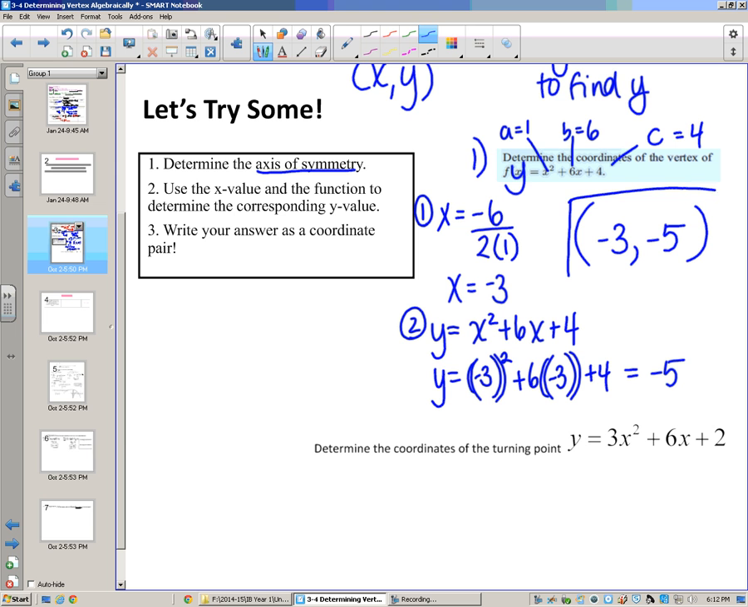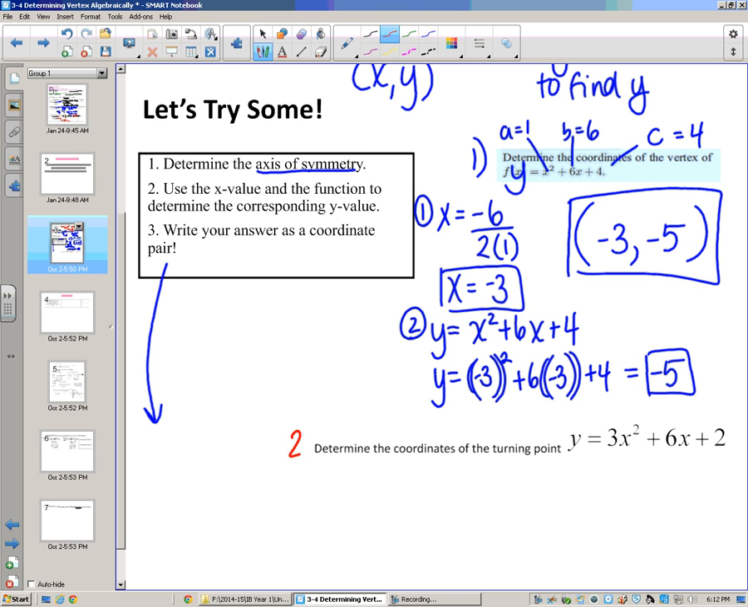So we use the axis of symmetry to determine the x value, and then we took that x value, plugged it into our formula or our function to get the y value. So we're going to follow these same 3 steps below in a second example.